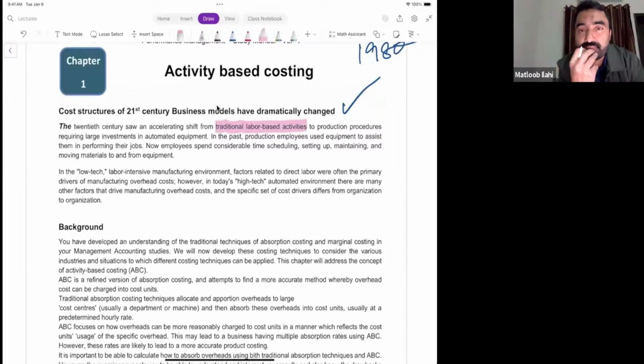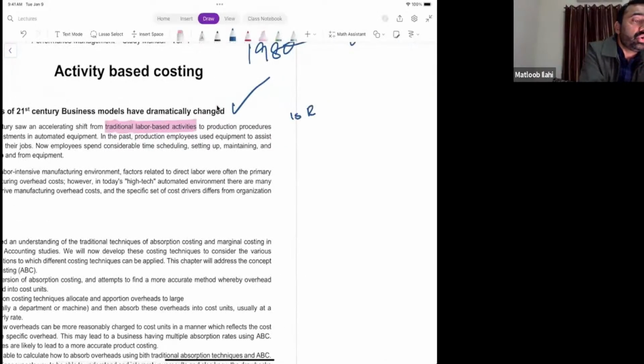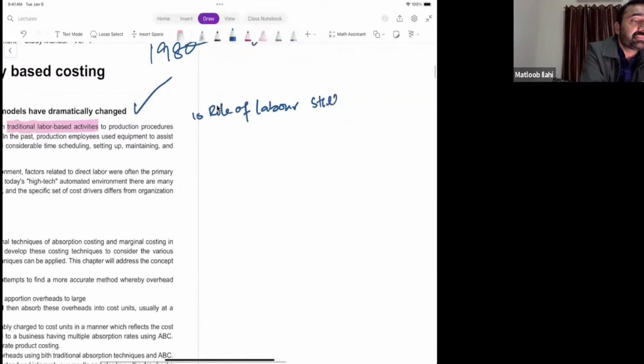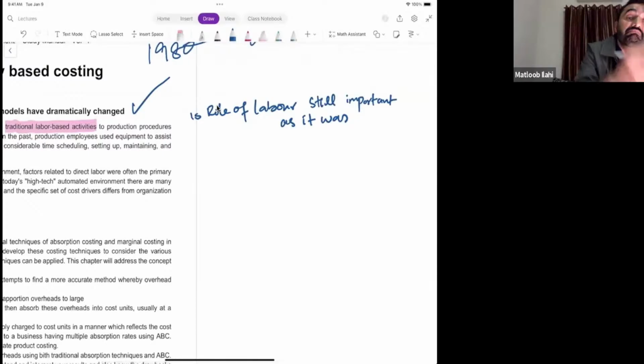And what is it today? Can anyone respond? Is labor still relevant today? Can you please respond? Is the role of labor still as important as it was last century, in the 20th century? Yes or no?